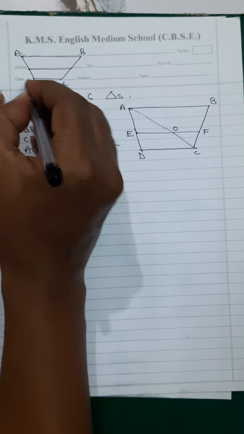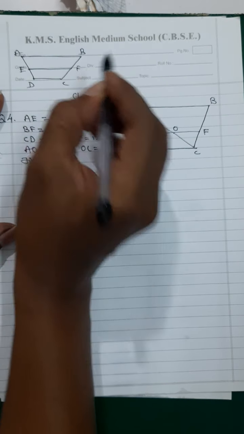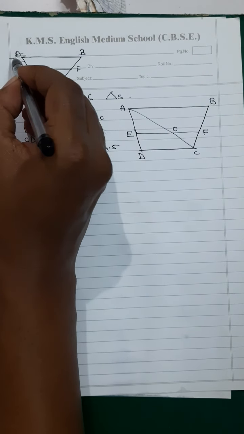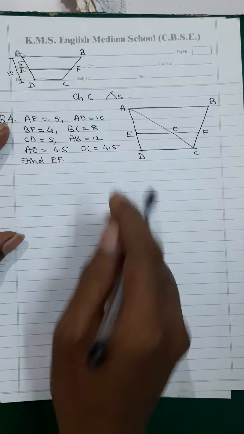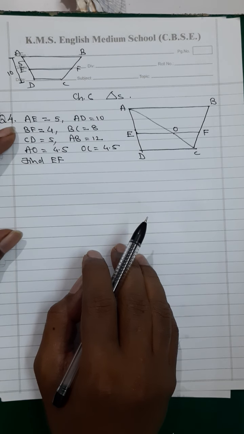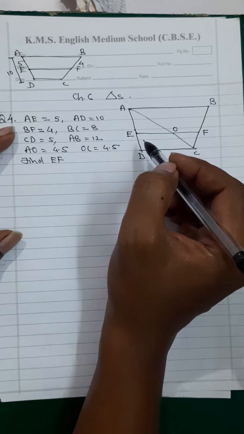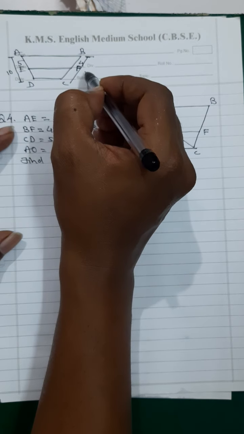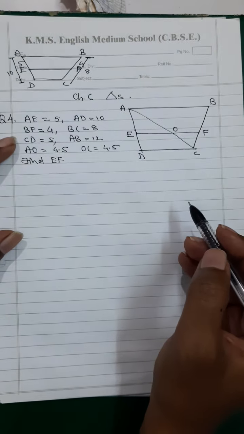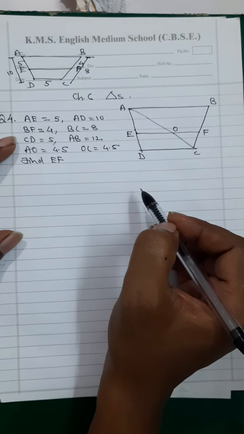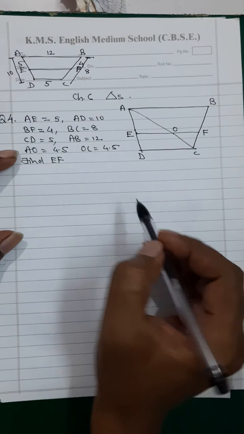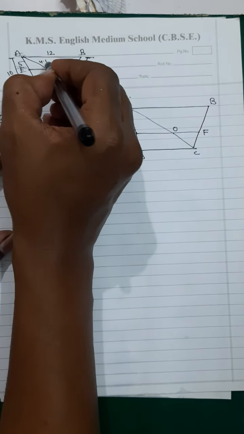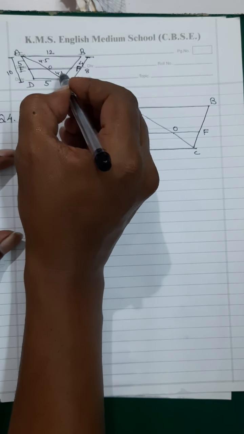Okay, if I talk about this, in this question, what all things are given: A, B, C, D, E, F. AE is equal to 5, this is given. AD is equal to 10. See, basically this whole figure, AD, this is given 10. BF is equal to 4. BC, this again is a complete segment from here to here. This is BF. BC is equal to 8. CD is equal to 5. AB is equal to 12. AO is basically coming from here. AO is equal to 4.5. And OC is also equal to 4.5.